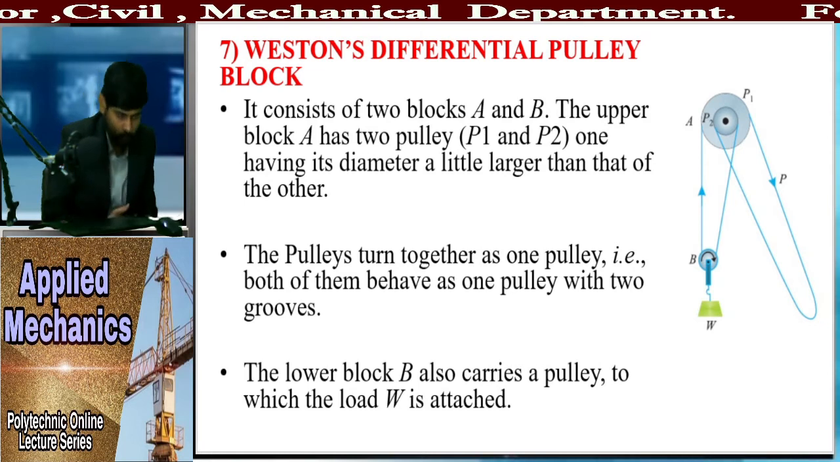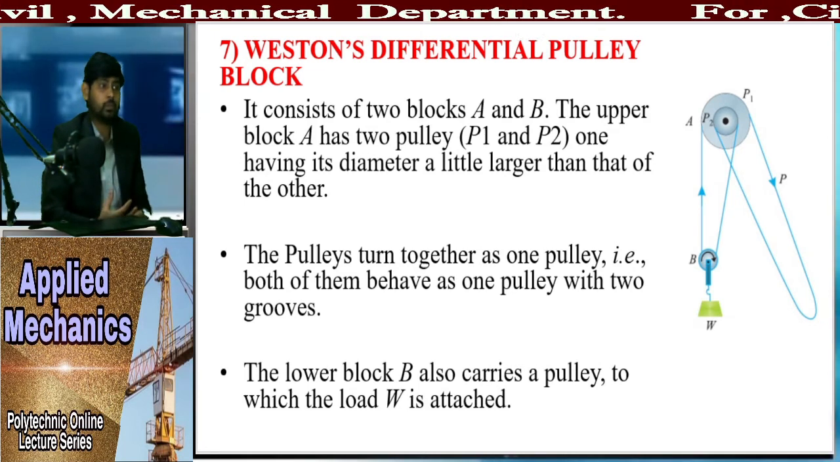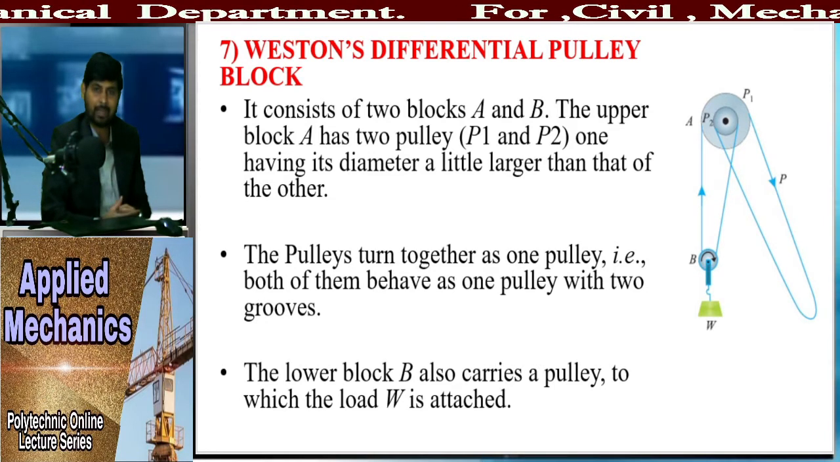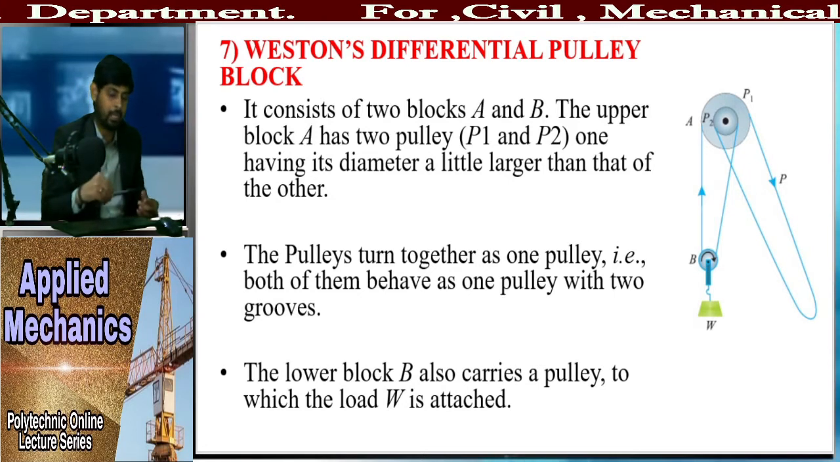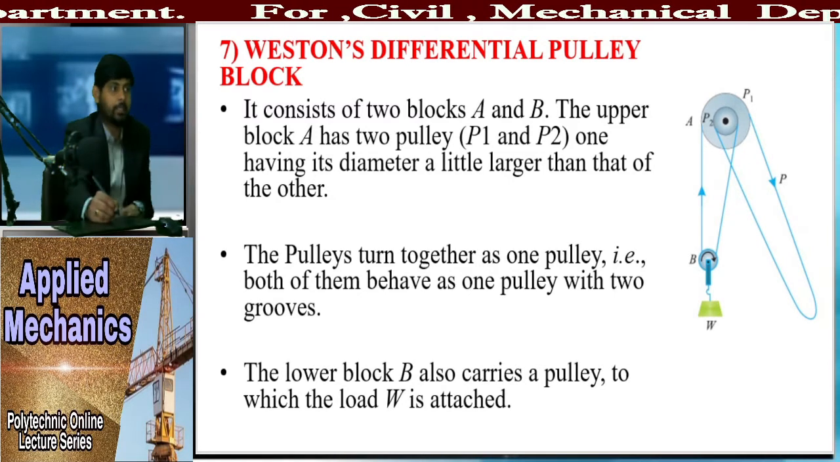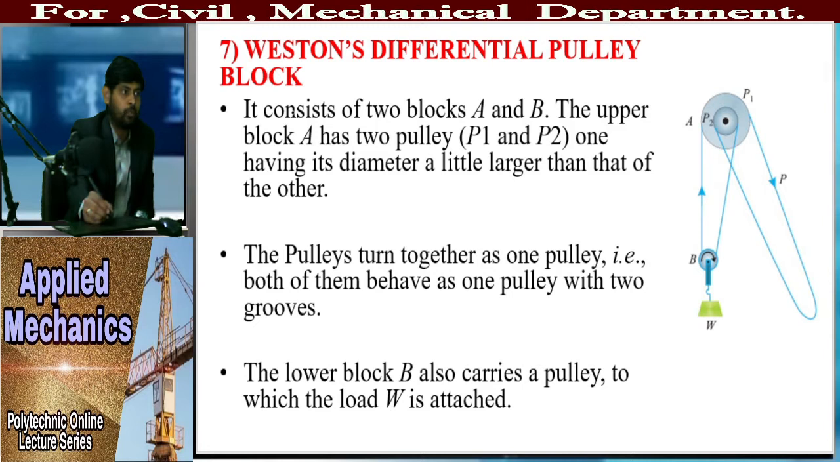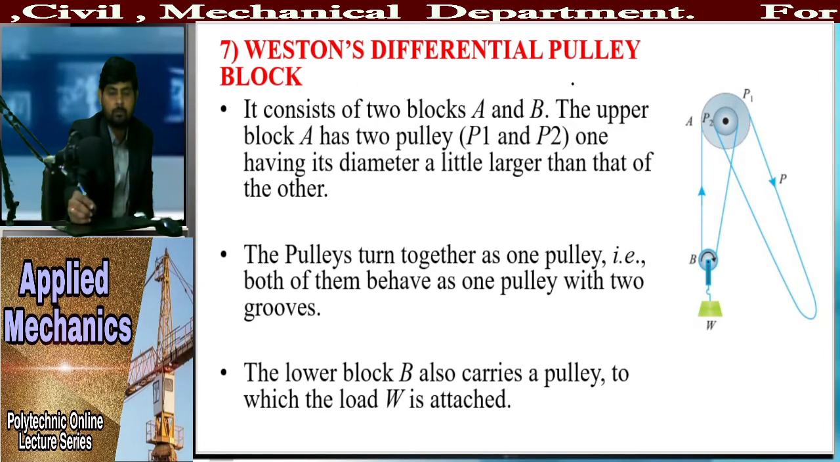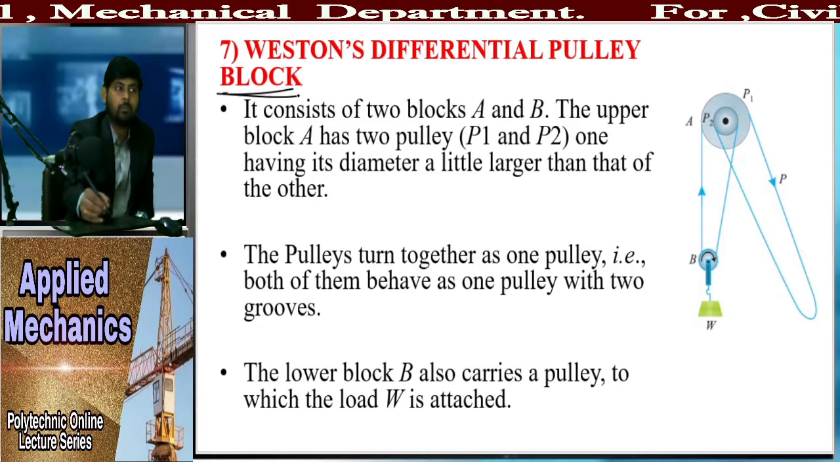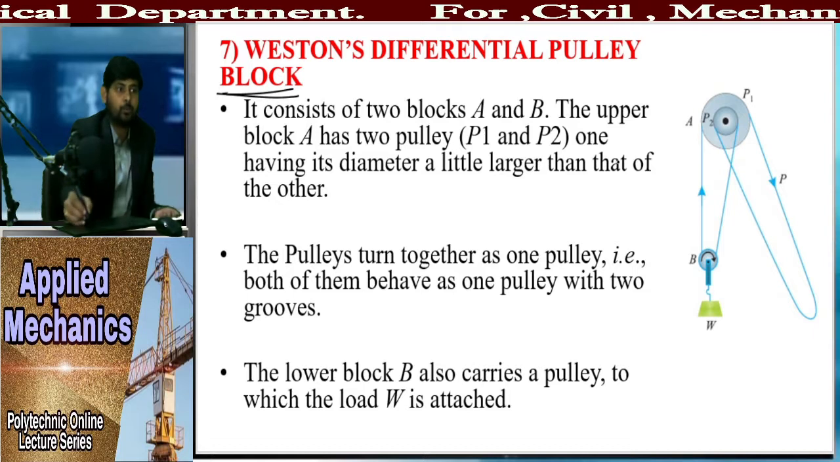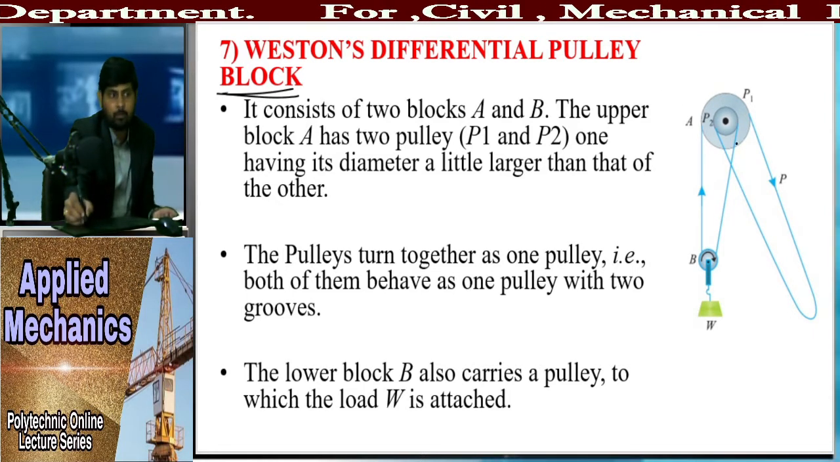Now we will go to our next machine, that is the Weston's differential pulley block. You can see here on your right hand side one diagram. It consists of two blocks, A and B. Here in Weston's differential pulley block, we have two blocks. First is the A block and second is the B block.